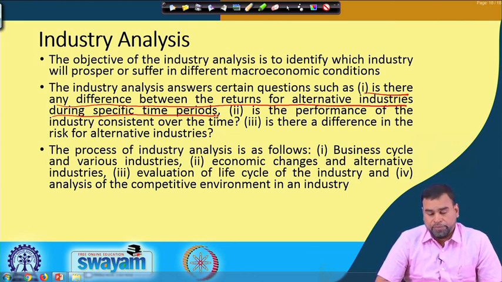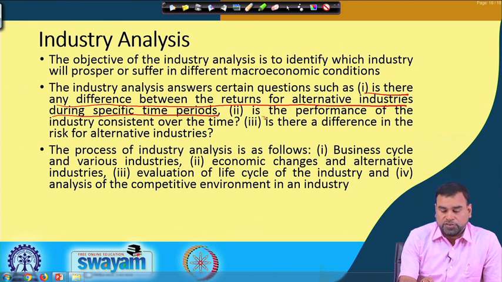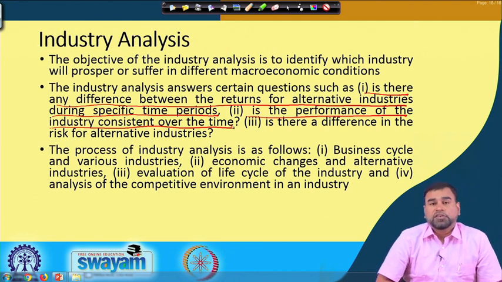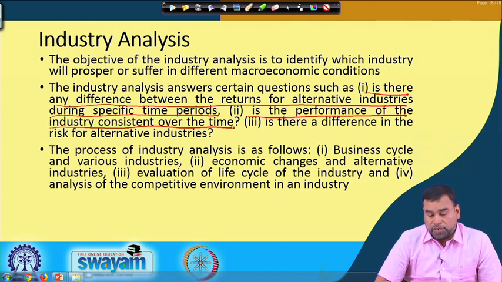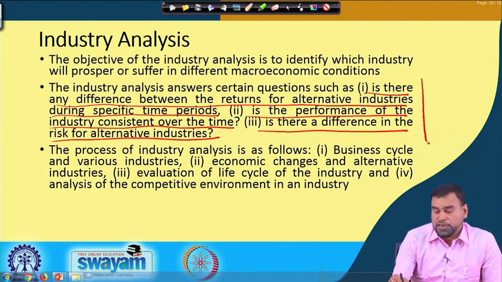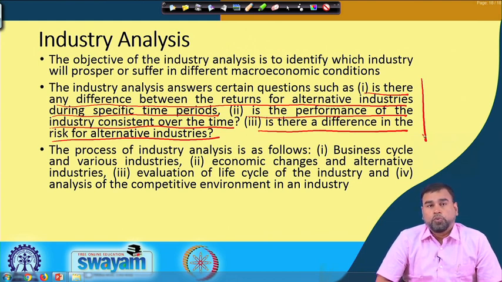Is the performance of the industry consistent over time? That means, whenever there is a change in the economic fundamentals, is the performance of the industry totally unaffected by that, or does the industry also get affected once the economic fundamentals change? Or is there any difference in the risk of alternative industries? Is it that every industry's risk level, prospects and growth are the same? So, what kind of industry is profitable for me? Which industry should I choose?